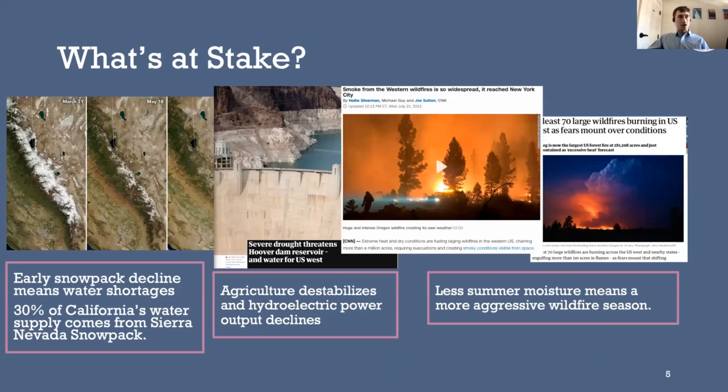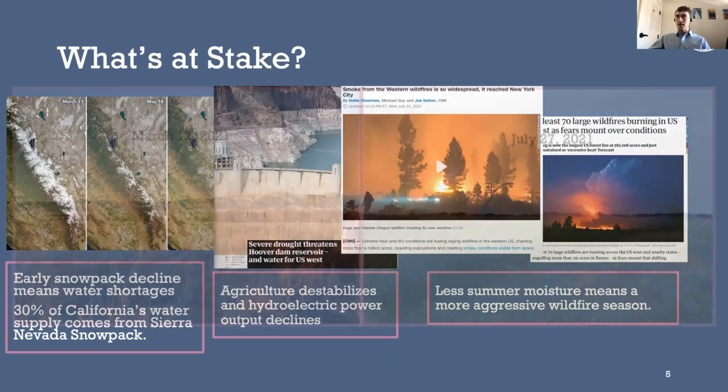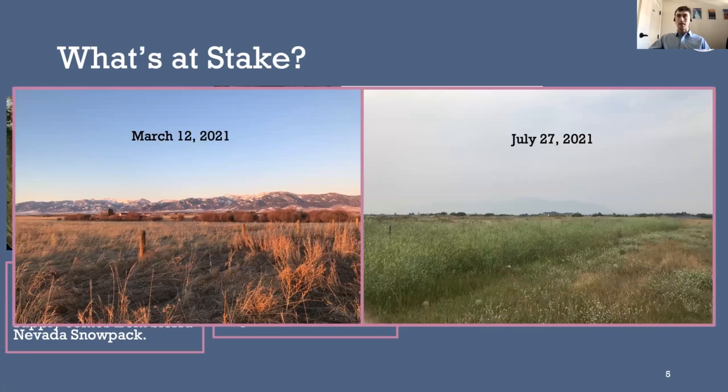So what's at stake more broadly? Water shortages, agriculture, and wildfires are all conditions that are exacerbated by more frequent snow droughts. So for me, when I was conducting research for this project, I was out in Bozeman, Montana. And this is a picture of some of the smoke that was out there. So these snow droughts affect large regions across the Western United States. And probably a lot of you guys have experienced some of this recently.